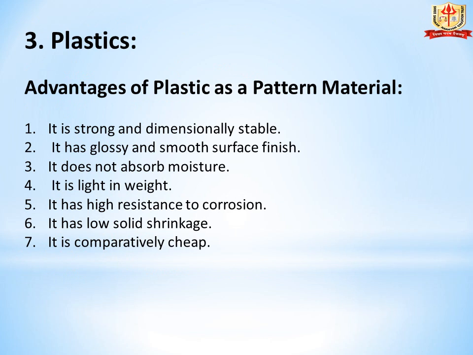Now we see the third material for pattern is plastic. Advantages of plastic as a pattern material. First, it is strong and dimensionally stable. Second, it has a glossy and smooth surface finish. Point number 3, it does not absorb moisture. Point number 4, it is light in weight. Point number 5, it has high resistance to corrosion. Point number 6, it has low solid shrinkage. Point number 7, it is comparatively cheap. These are some advantages of plastic as a pattern material.